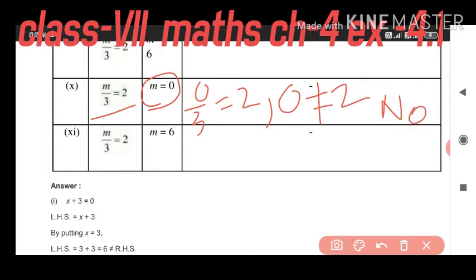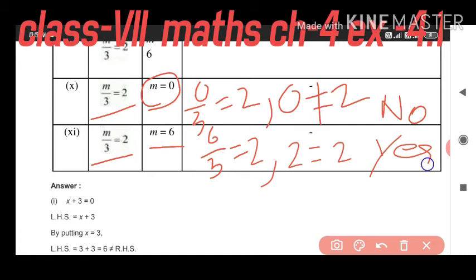Now question 11. What is given here? M upon 3 is equal to 2. What is the value of M here? The value of M is 6. So in place of M you will write 6 upon 3, isn't it? 6 upon 3 is equal to 2. Now 6 divided by 3, we know how much? 2, isn't it? So 2 is equal to 2. So this is yes. So hope you have understood. Any doubt you can ask me.